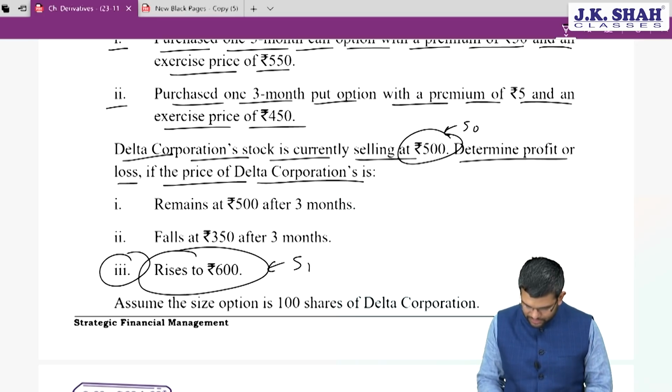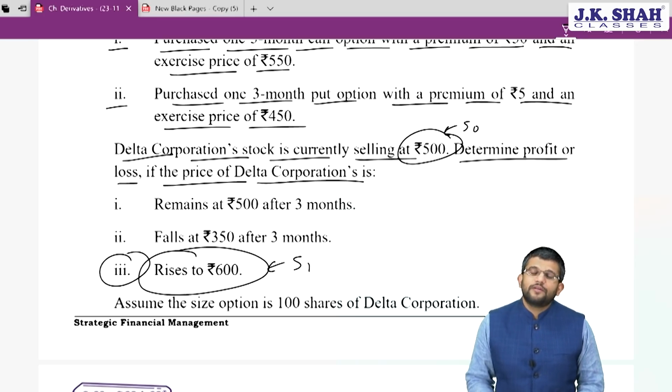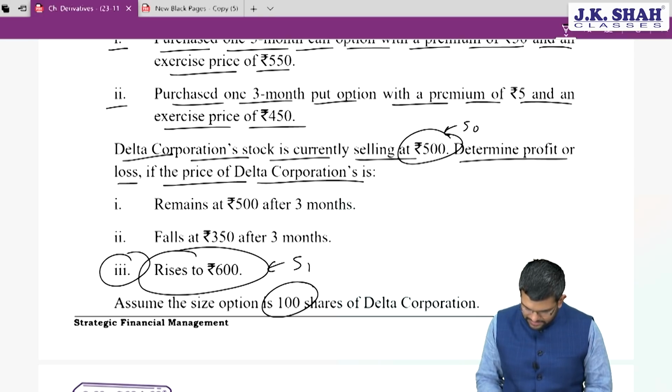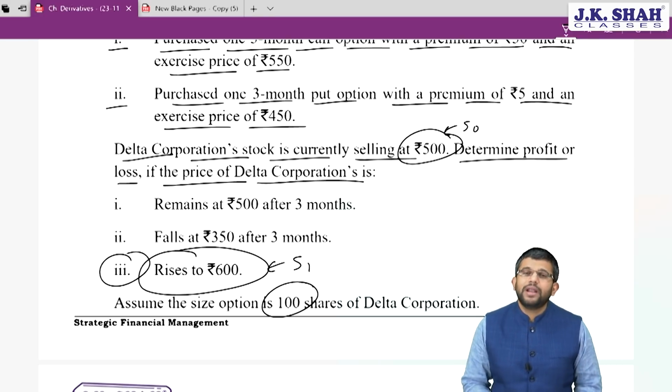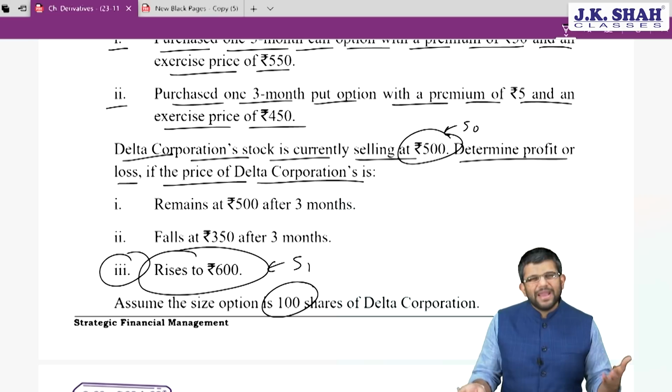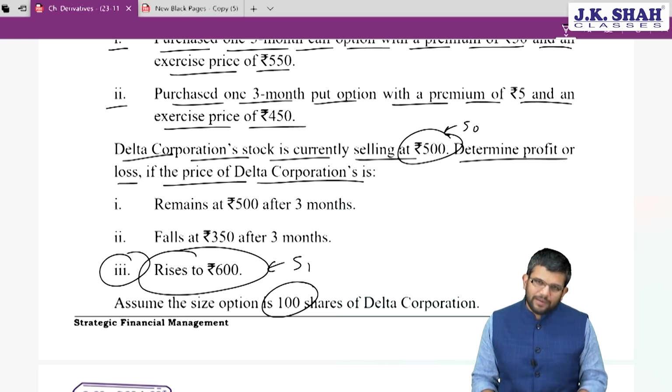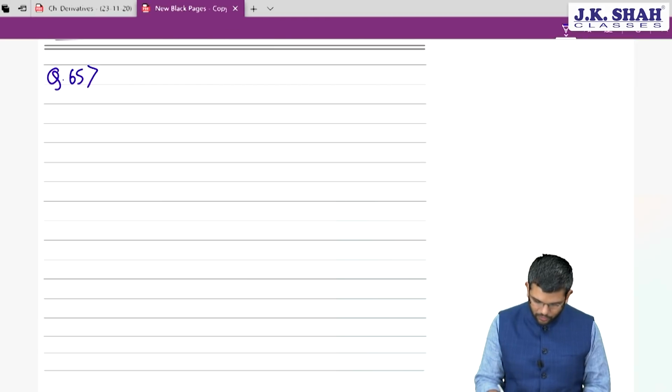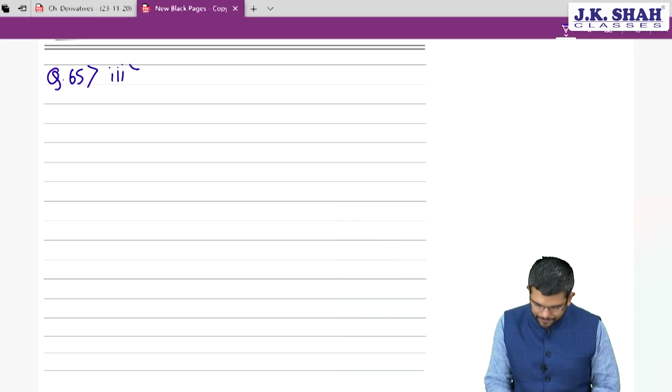So if this is S1, they are asking you what is your final net payoff, assuming that the size of the option is 100 shares on Delta Corporation. Can we start the basic payoff table? Okay, the net payoff table you have to make and get the net profit. Can we start, students? So I'm writing down here question number 65, point number 3.